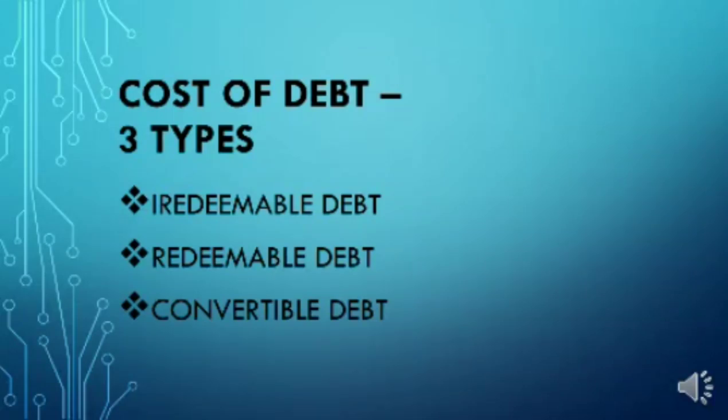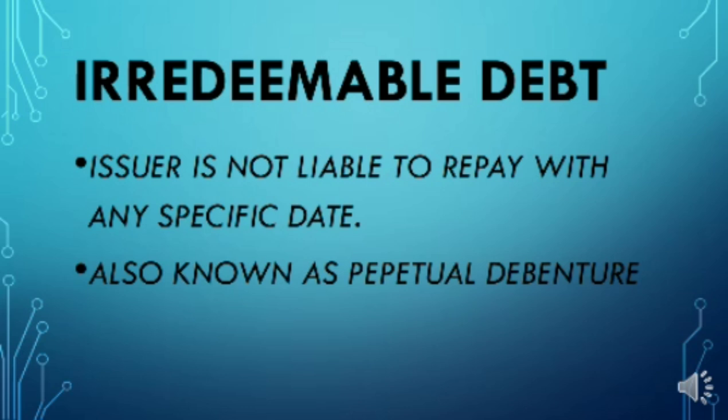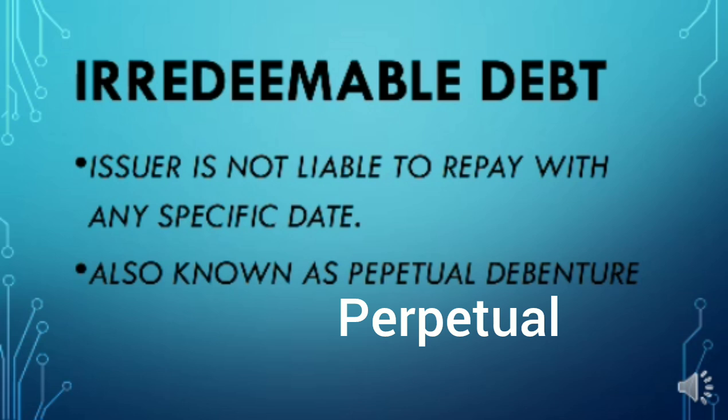Cost of debt is of three types: irredeemable debt, redeemable debt, and convertible debt. Let's see what is meant by irredeemable debt. In this debt, the issuer is not liable to repay on any specific date. It is also known as perpetual debenture.